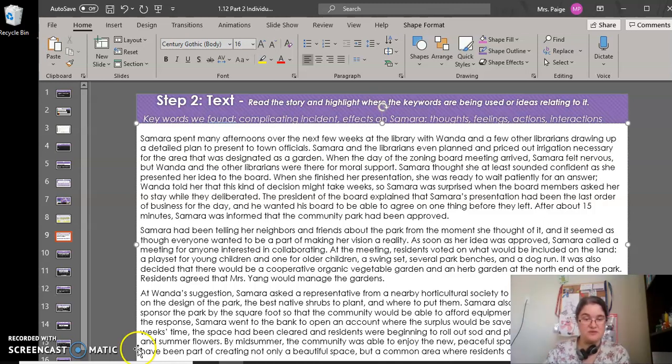Samara was happy to have been a part of creating not only a beautiful space, but a common area where residents could come together. All right, so make sure that you have highlighted any quotes that you see in here, or written it down in your own document, so that way you have them for the next step.